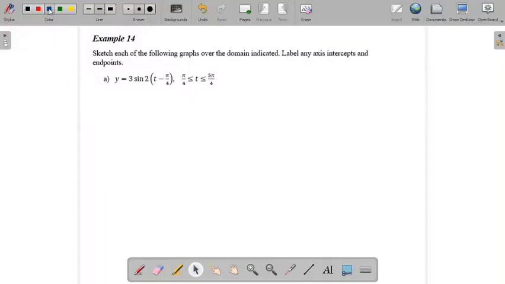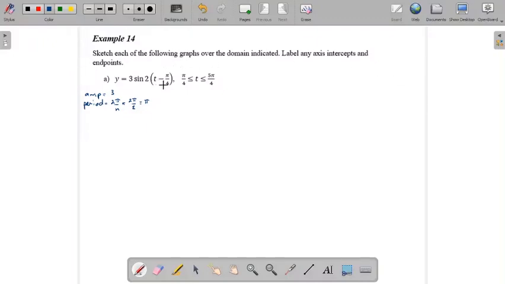So as with other graphs, what we're going to do to start with is write down our amplitude, so we know our maximums and minimums, or at least it gives us a guide for that. So amplitude here is 3, our period for a sine function is 2 pi over n, and our n value is this 2. So that's 2 pi over 2, which is pi. So it goes through one complete cycle in pi units. Okay.